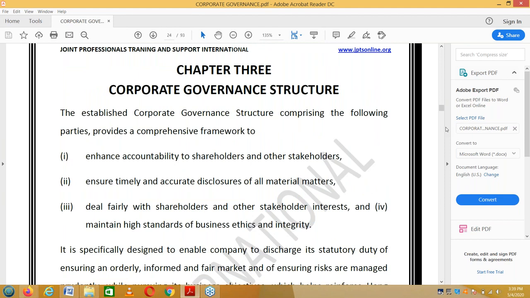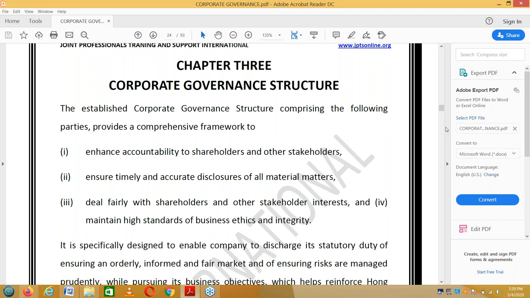These are the structure of corporate governance: to enhance accountability to shareholders and stakeholders, ensure timely and accurate disclosure of all material matters, deal fairly with shareholders and other stakeholders' interests, and also maintain high standards of business ethics.